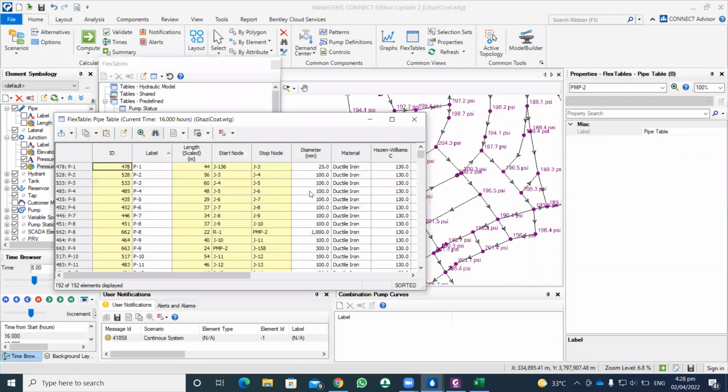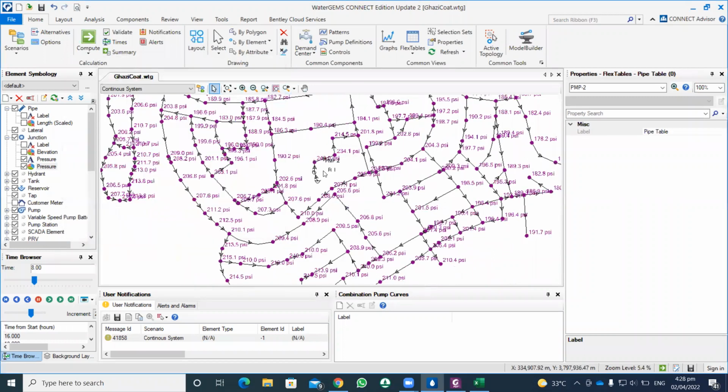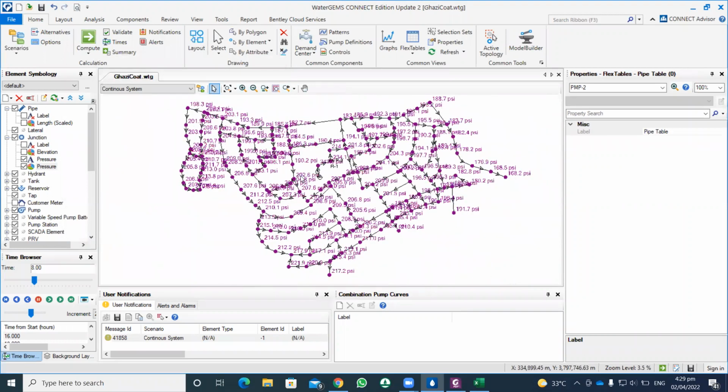By selecting the pump table, you can observe that almost all of the pipes are 100 millimeter. So by decreasing the diameter of the pipes, the pressures at each junction can be decreased. I will provide you the model and you do that by yourself, because it will take too much time to optimize the whole system. And I also want to show you how to design an intermittent system.